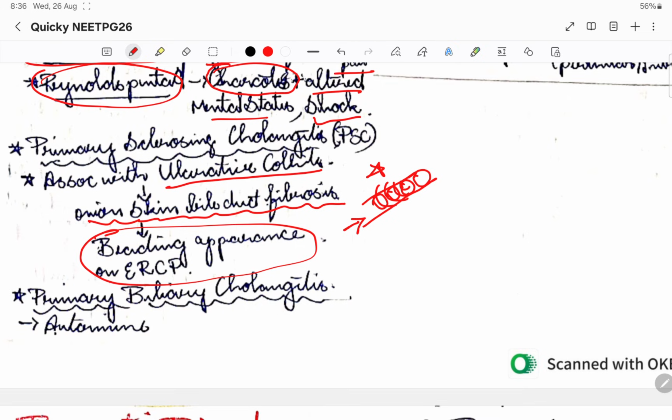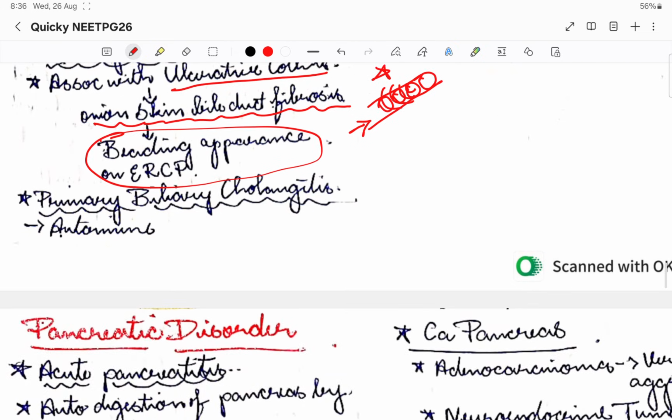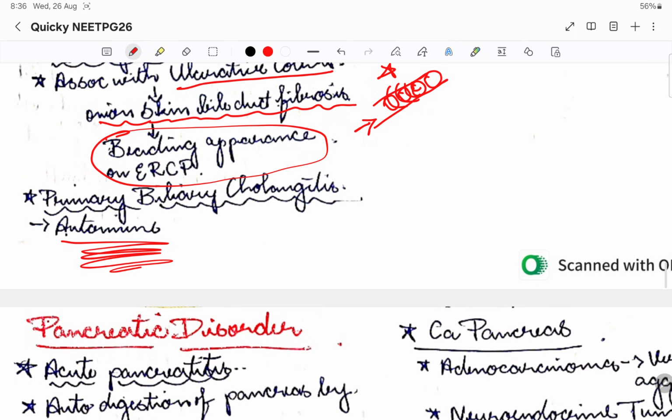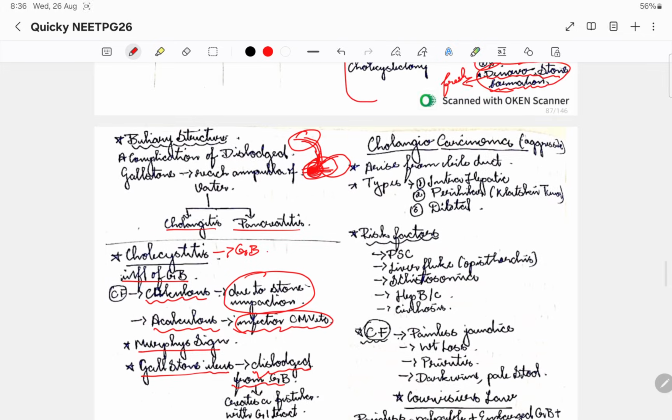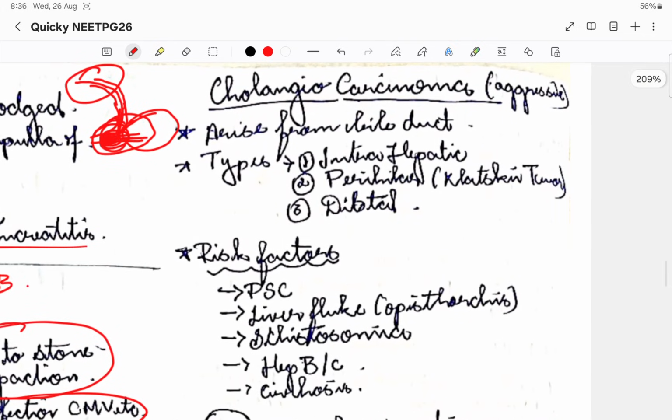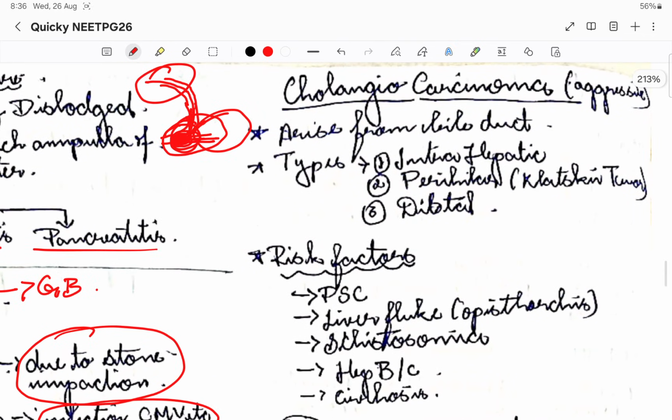There is also primary biliary cholangitis, which is autoimmune. So this is the thing with respect to all the inflammations and infections of the gallbladder. Now coming to the cancer of the biliary tract, it is cholangiocarcinoma, a very aggressive tumor which arises from the bile duct epithelium.